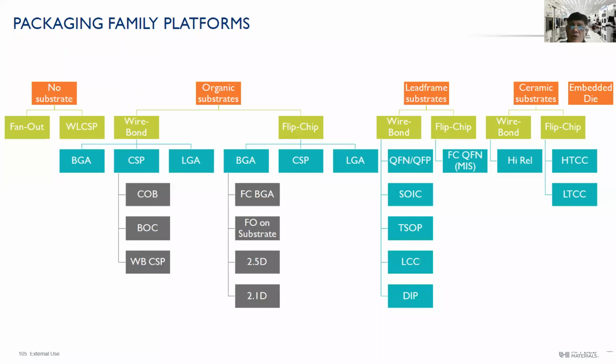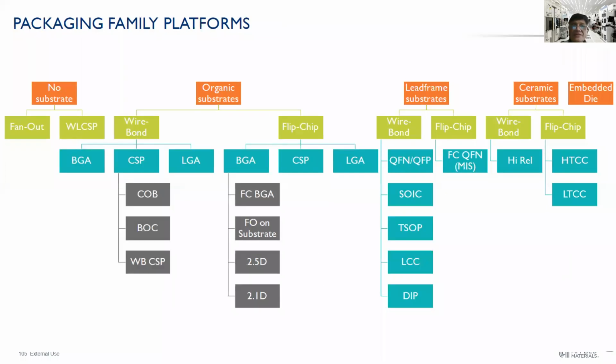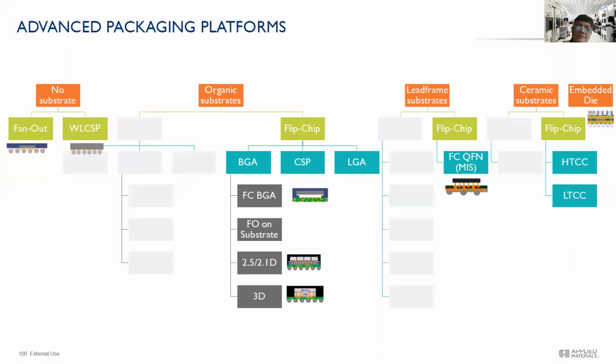And if you want to just look at what is advanced packaging in this, I just knock off the wire bonding packages, and this is where the advanced packaging is. This is what we call the advanced packages. This is where the world is right now gyrating towards.